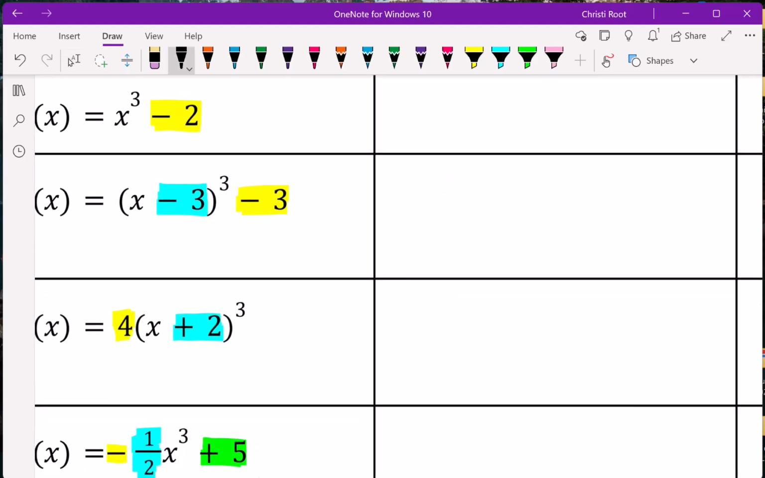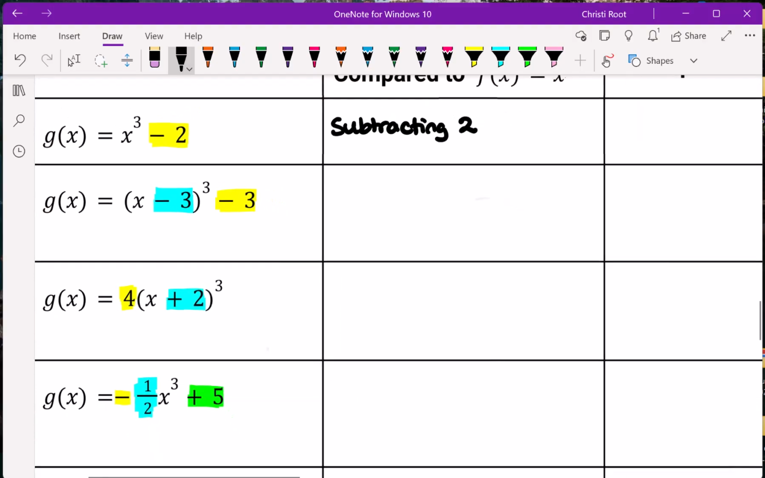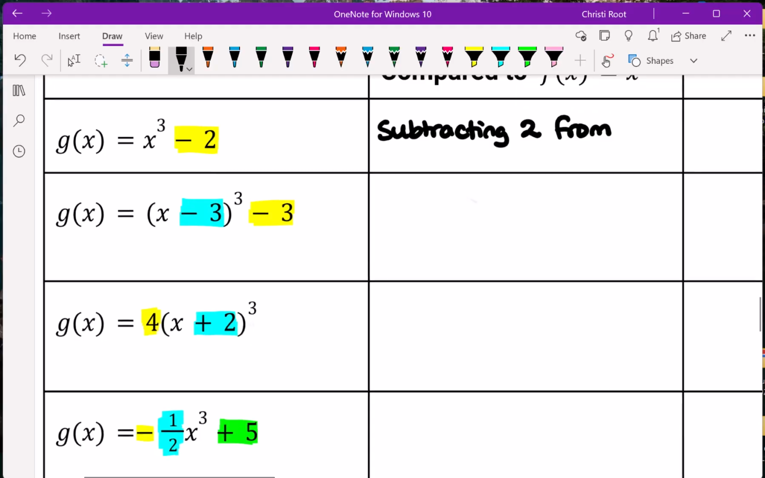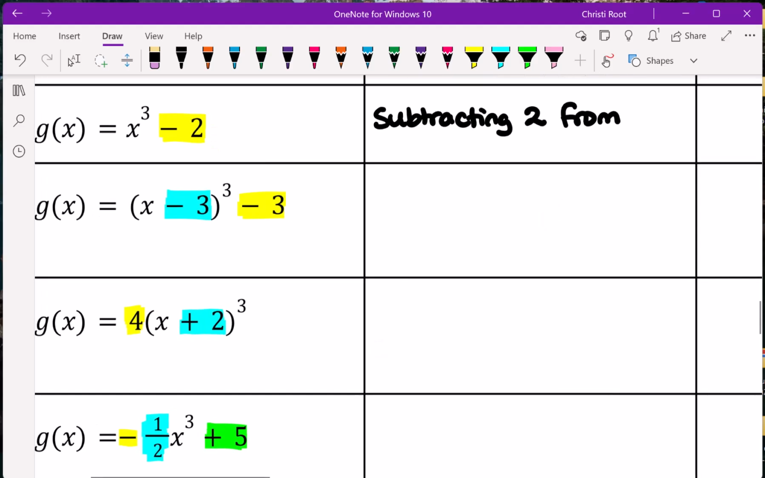So this one, I am subtracting 2. I think everybody knows that. We are subtracting 2, but what are we subtracting it from? So we're subtracting it from the function, or are we subtracting it just from the x? What do you think? Now, if we were subtracting just from x, it would look like this, right? So is it from the function or just x? Function. So instead of me writing the word function, I'm just going to say f of x.